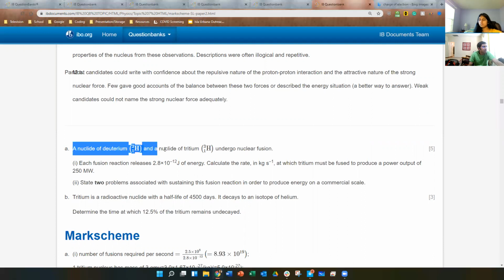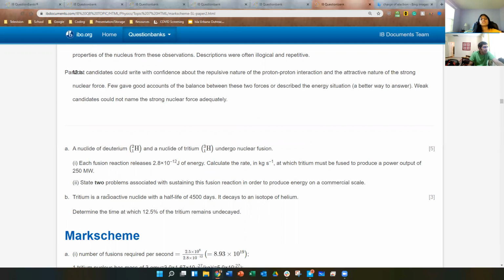A nuclide of deuterium and a nuclide of tritium undergo nuclear fusion. Each fusion releases this much energy. Calculate the rate at which tritium must be fused to produce a power. Oh, that's the energy. Do you want to try this one, or do you want to just skip it for now? Yeah, skip it. We don't need to do that.